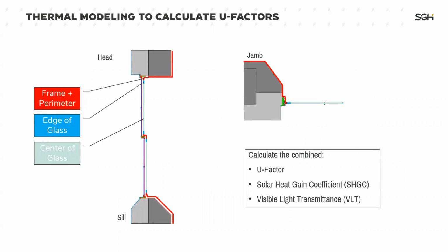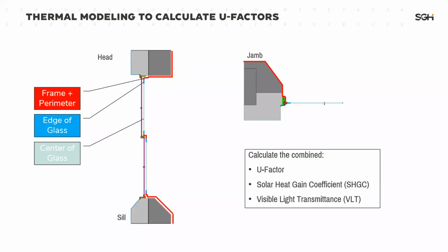We used THERM and WINDOW to calculate the overall U-factor, solar heat gain coefficient, and visible light transmittance for these 3 options. We calculated separate U-factors for the frame and perimeter, edge of glass, and center of glass. And you'll also notice that all of our models included 1 foot of perimeter area. So that's to capture the thermal bridging effects that happen, for example, below the sill within the first foot of wall, and similarly at the jamb and head.